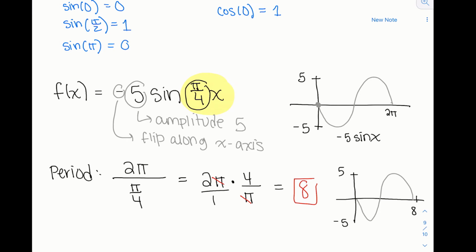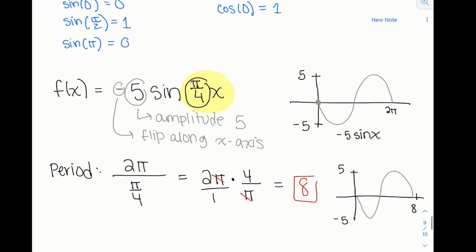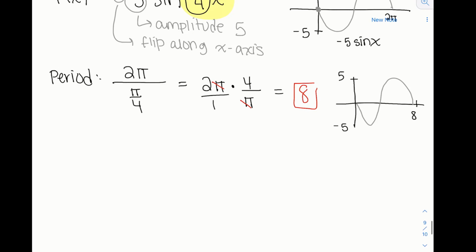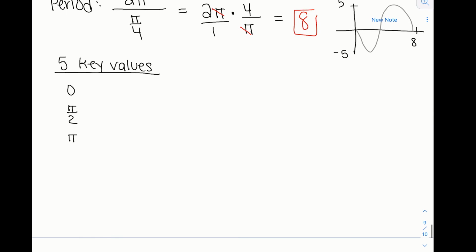I will say that to really make a good graph of a sine or cosine function, you do want to find all the 5 key values. So that's what I'm going to do as the last step before I make the final graph. So, 5 key values. Originally they're 0, pi over 2, pi, 3 pi over 2, and 2 pi. The same way we found the new period, in this case by dividing by pi over 4, we can do the same thing to each one of these values to figure out the new value.